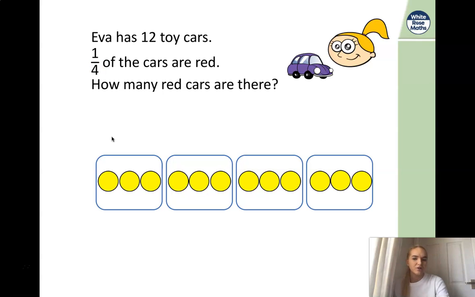Now I'm thinking of my numerator. I am looking for 1 out of these 4 quarters. And 1/4 is 1 of the 4 that we have all together. So 1/4 is just 1 here, shaded like that. And we can see that in this quarter, there are 3 counters, which means there are 3 red cars.